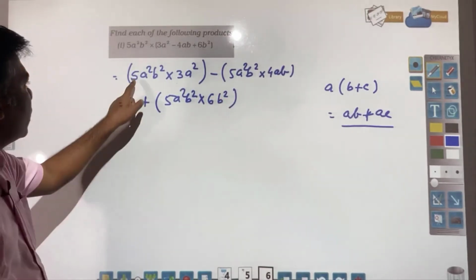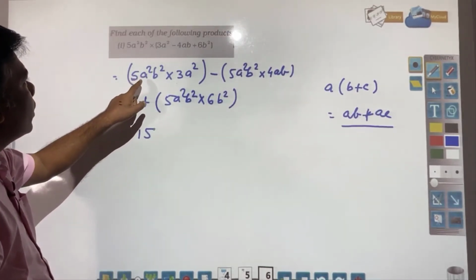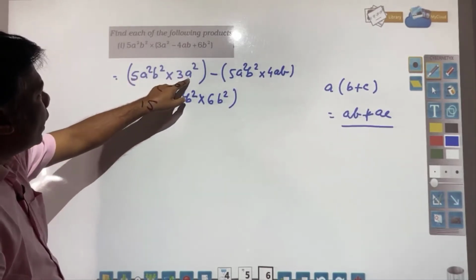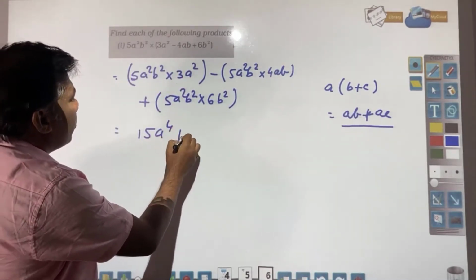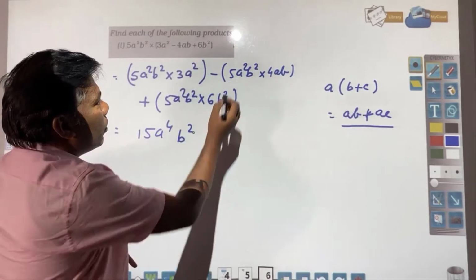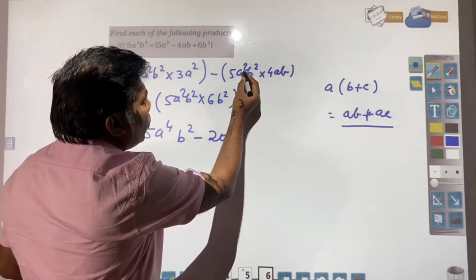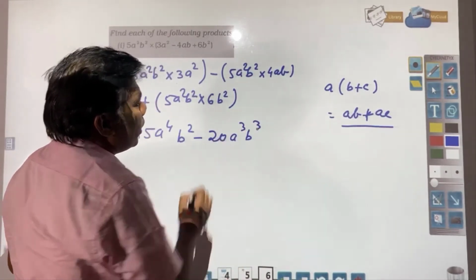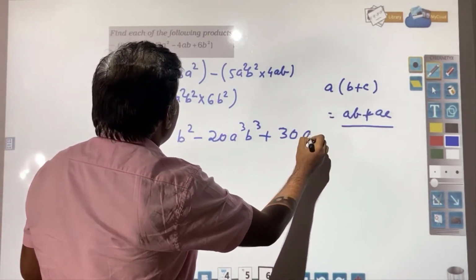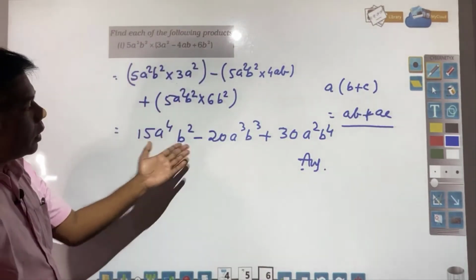Now you multiply this. 5 3 is 15. A square and a square will become a to the power 4 b square. Then 5a square b square into 4ab. 5 4 is 20. A to the power 3, and b to the power 3. Then you have plus 5 6 is 30. A square b to the power 4 and this will be your answer. So in this way this is required to be done.